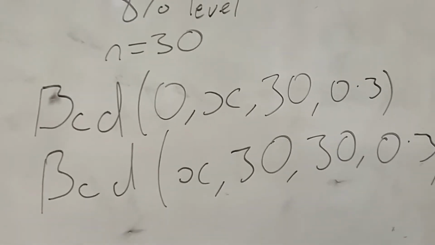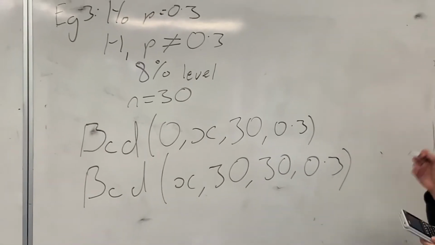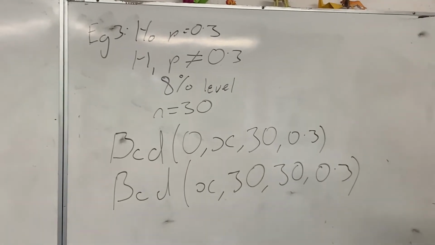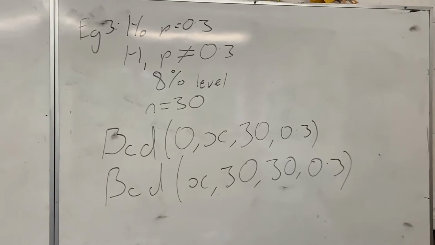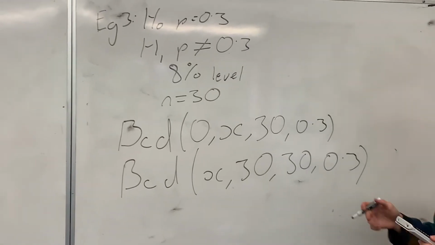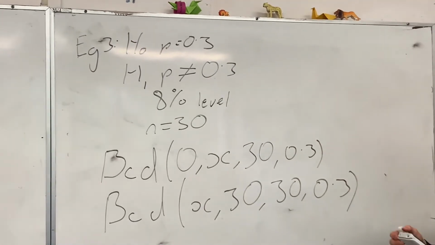So now you need to set to make sure you get the right values of X. You need to start at 0, end at 30, and your step's going to be 1, obviously 30 because you've got 30 trials. And you just make your table.